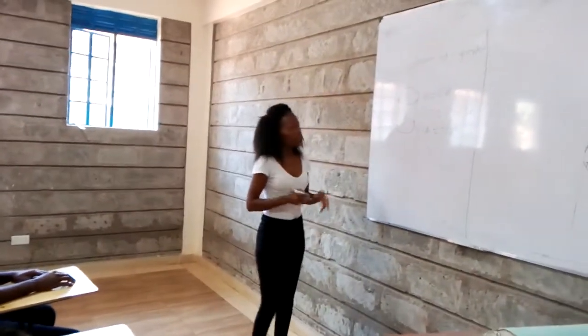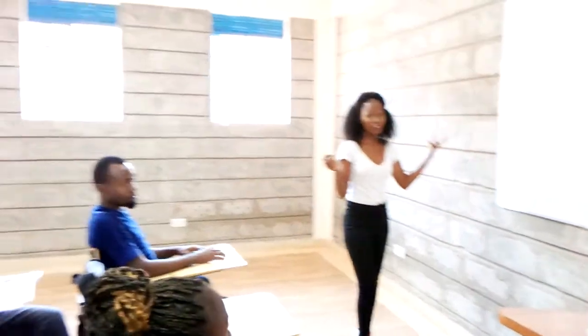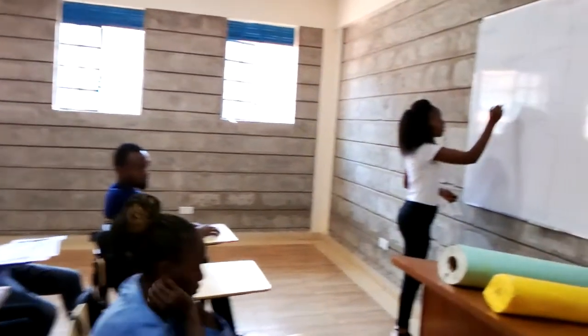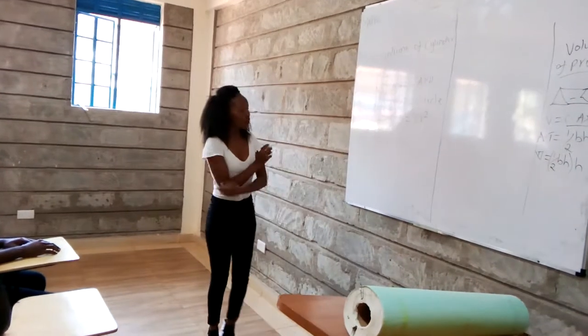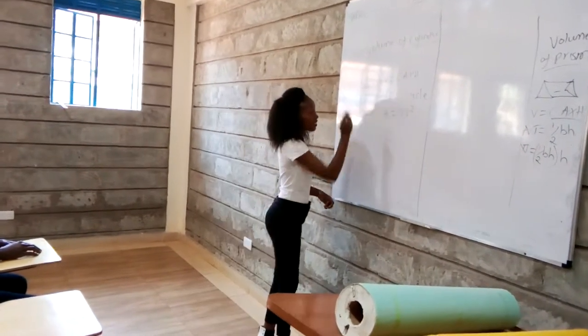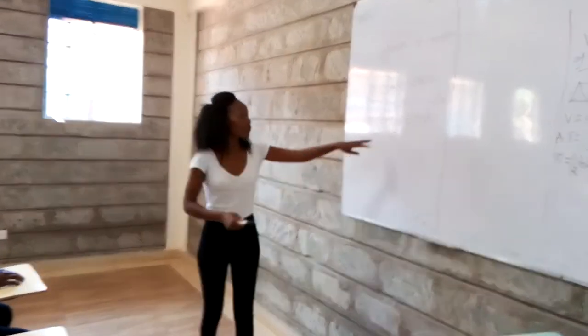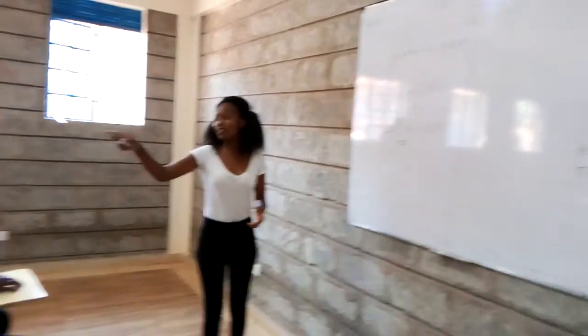Okay. Where's our height? Who can say the height? Is that the distance between the two circular ends? The distance between them is the height. So, to get the volume now, what is the volume of a cylinder? It will be the cross-section area, which is pi r squared, times the height.